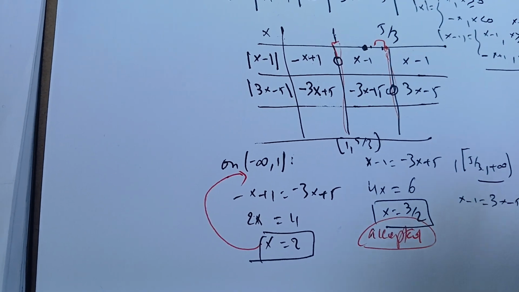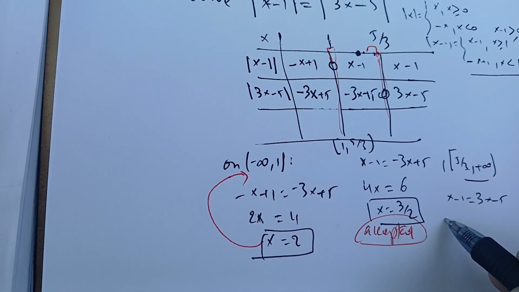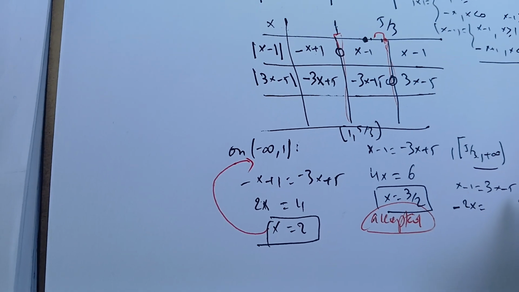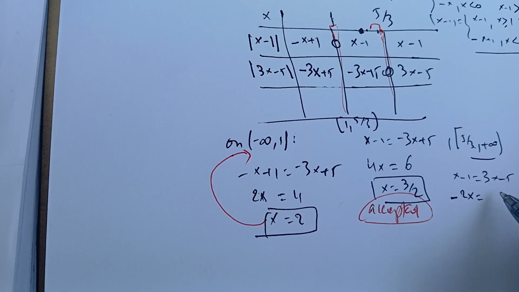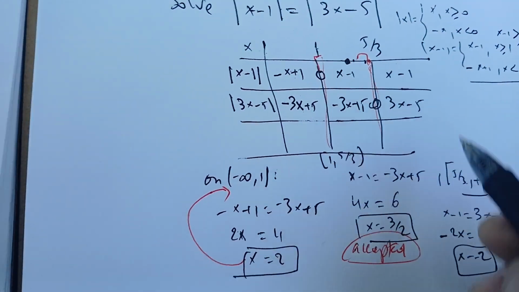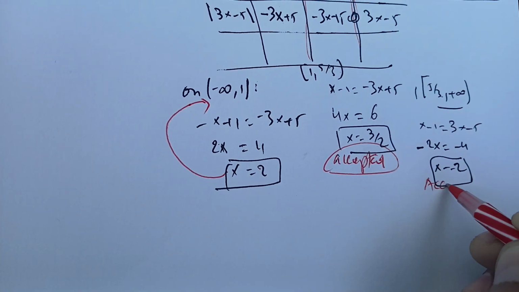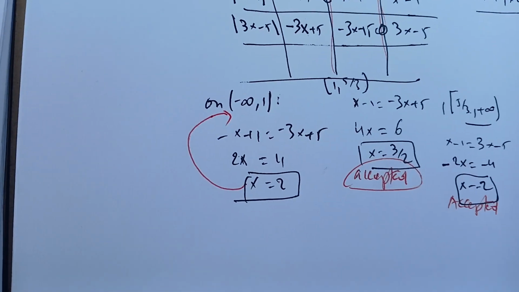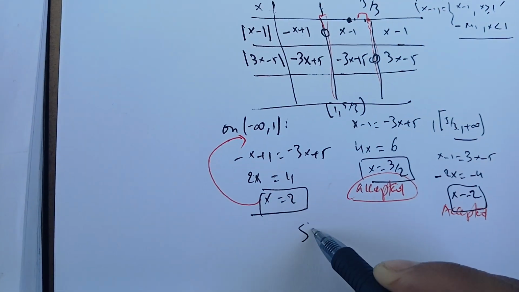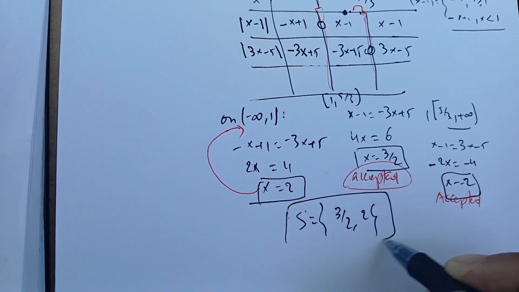So if we subtract 3x from both sides, we get minus 2x, and we add 1, we get minus 4. That means x is 2. Is 2 in this interval? Yes. So this is accepted as a solution. Okay? So treating all the cases, we have two solutions for this one. So the solutions are 3/2 and 2.